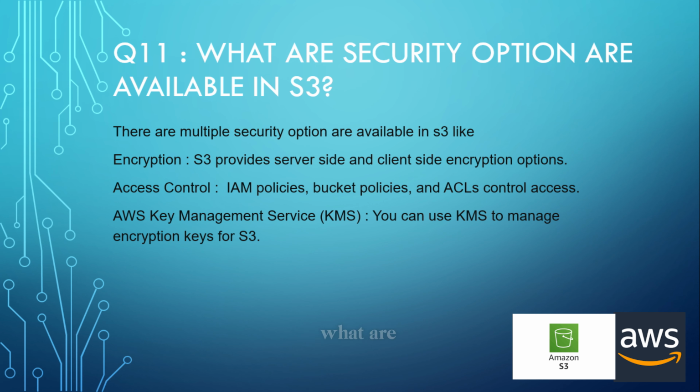Question number 11. What security options are available in S3? There are multiple security options available in S3. First is encryption. S3 provides server-side and client-side encryption options. Second, access control. It is achieved using IAM policies, bucket policies, and ACLs. Third is AWS Key Management Service, KMS. You can use KMS to manage encryption keys for S3.